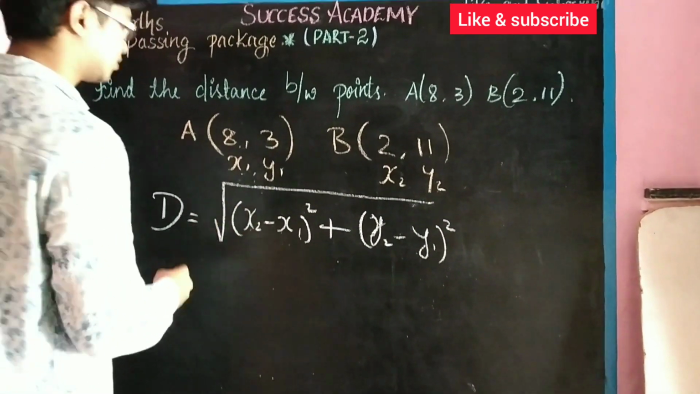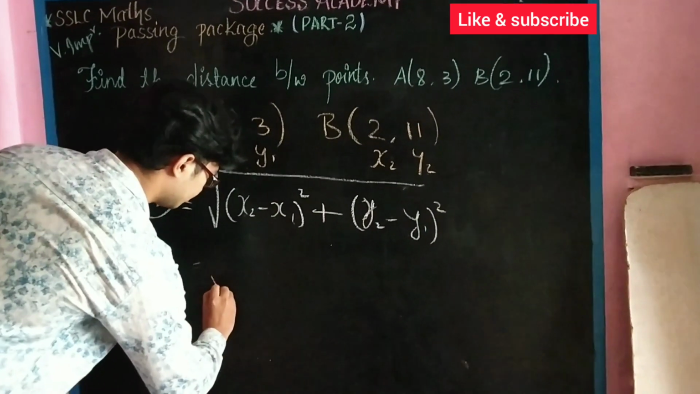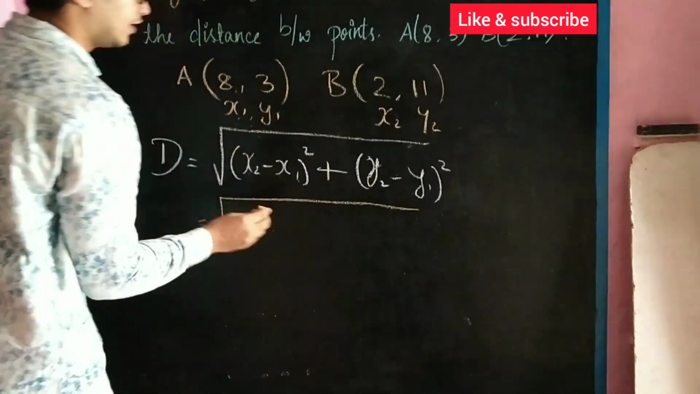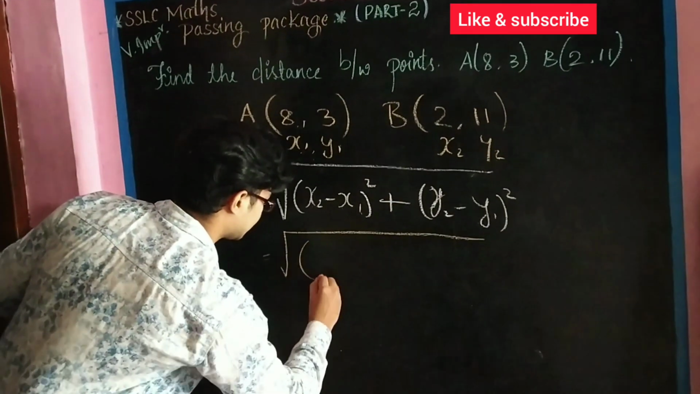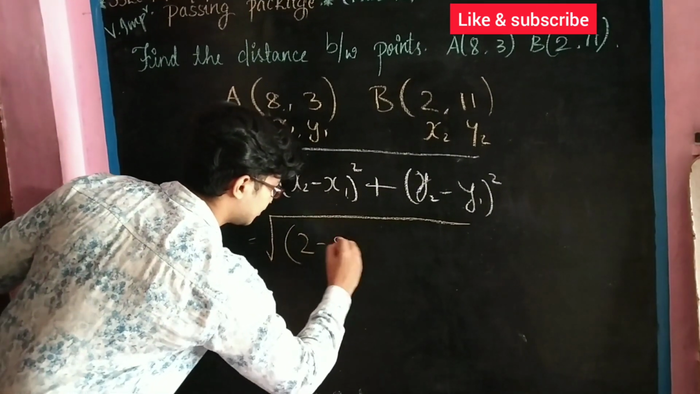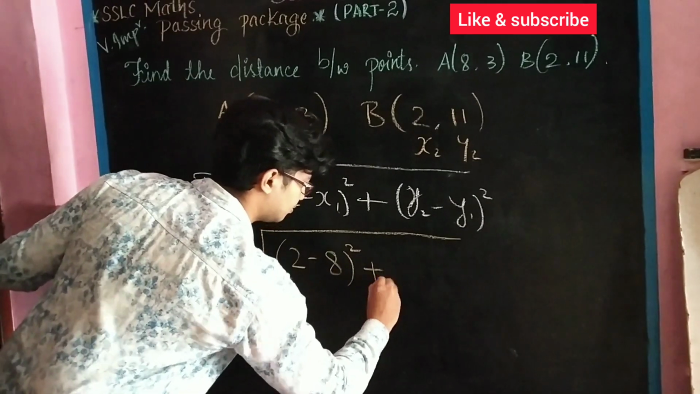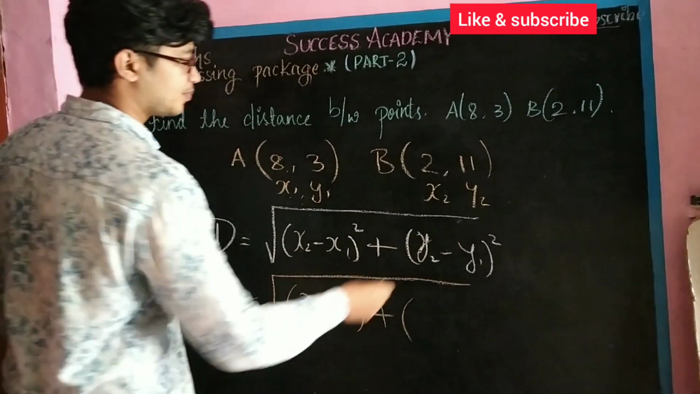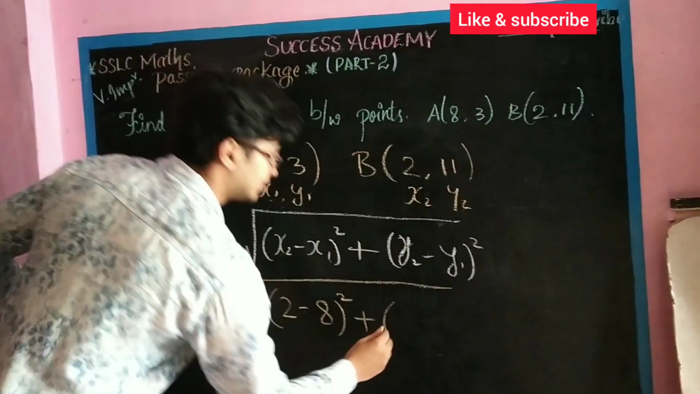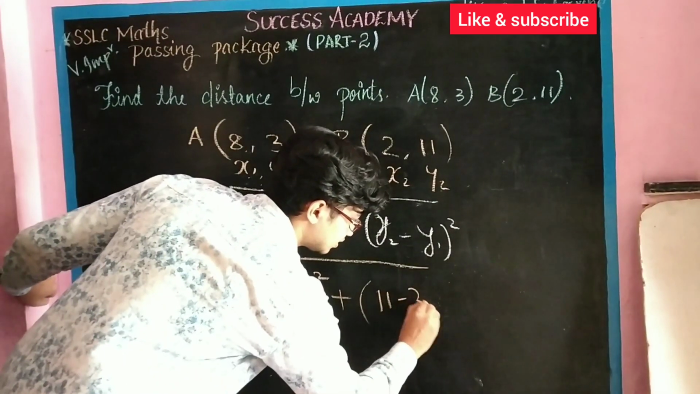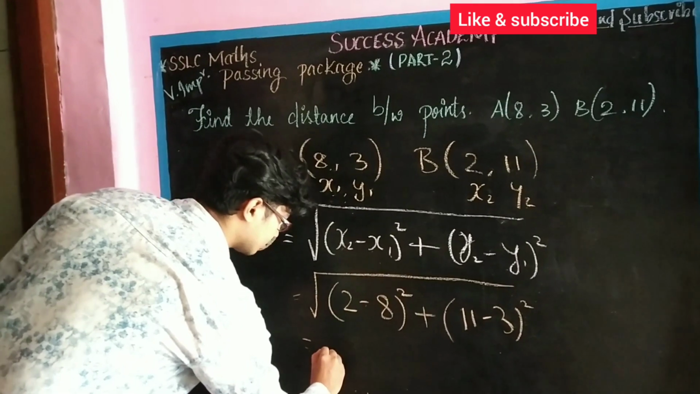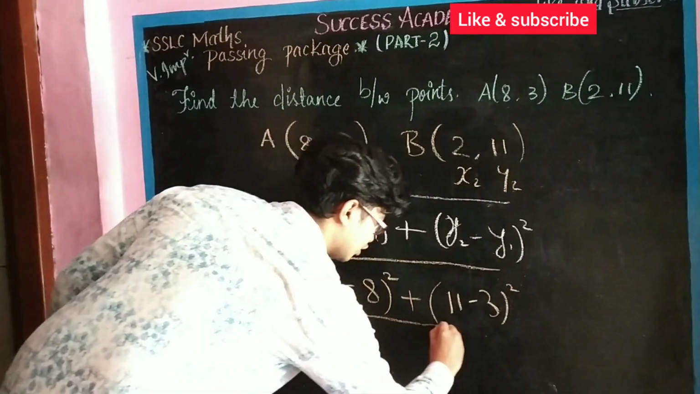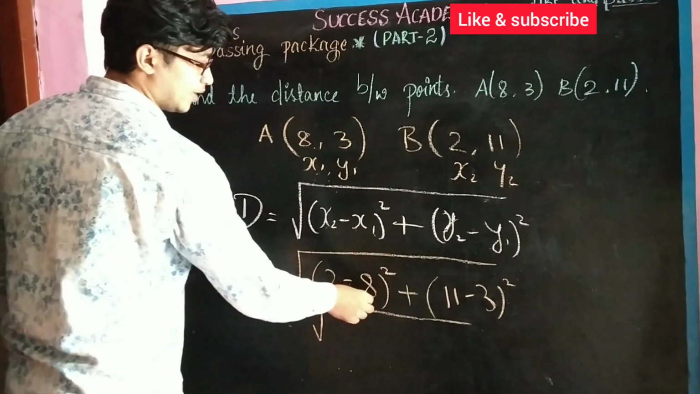Substitute the values. d is equal to square root of x2 minus x1. x2 is 2, x1 is 8. So 2 minus 8 whole square plus y2 minus y1, 11 minus 3 whole square. Now it will become square root of 2 minus 8.